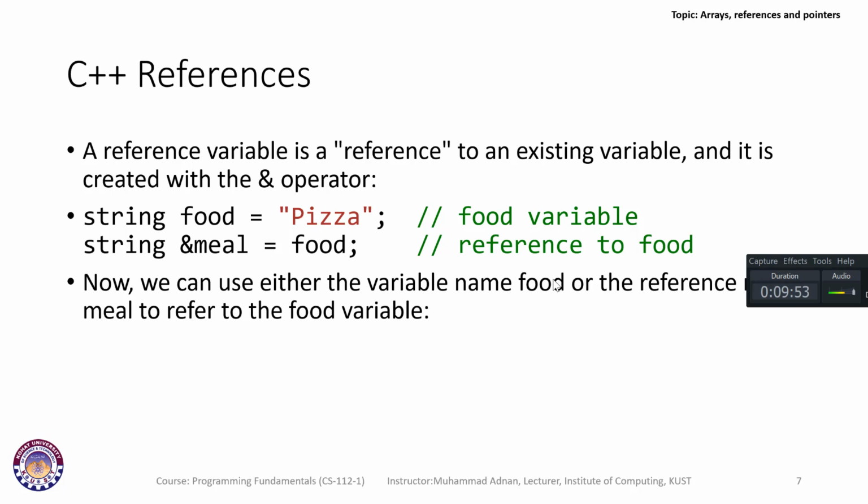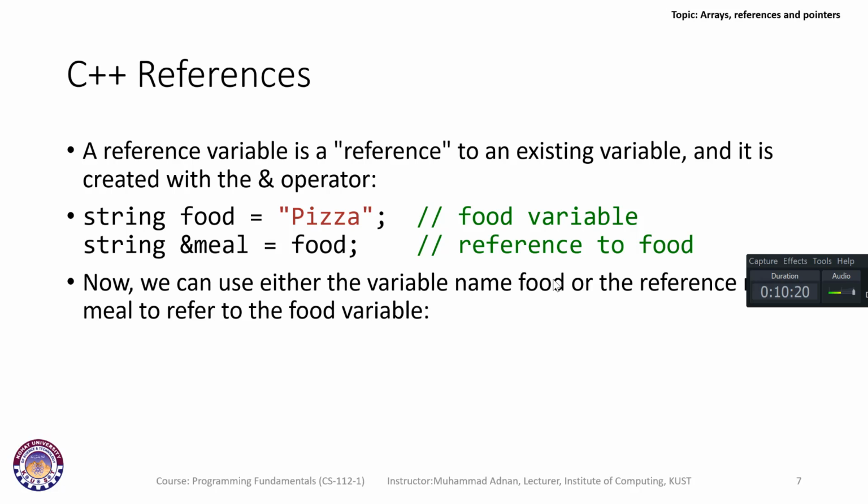So once again, a reference variable is a reference to an existing variable. It means that you have an address variable, and that variable holds the address of an existing variable, and it is created with the ampersand sign. If this sentence is difficult for you, we will understand it by an example.